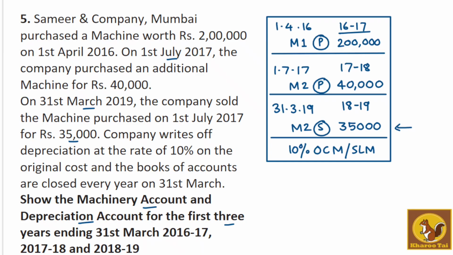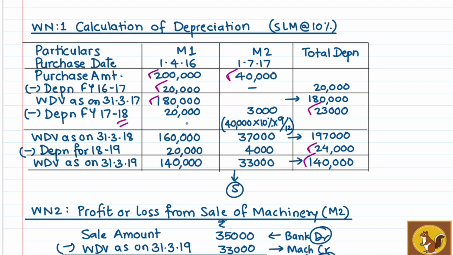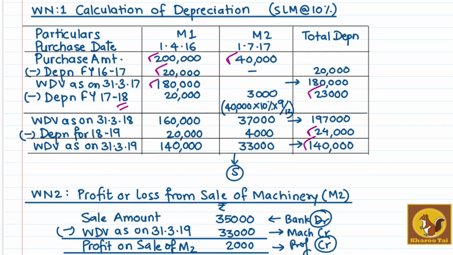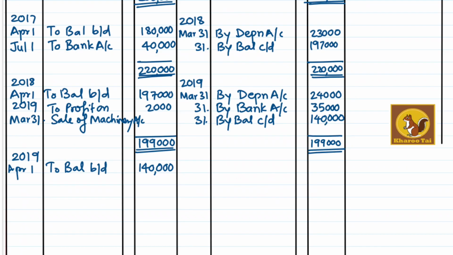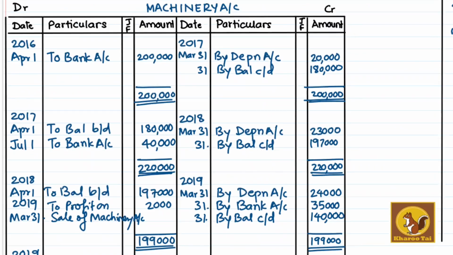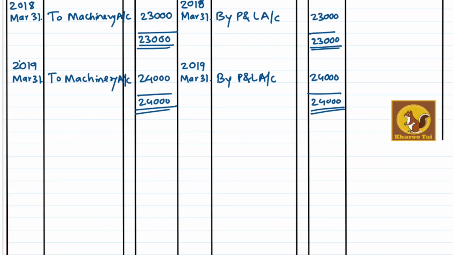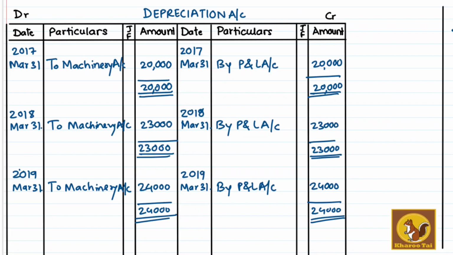So what did we do in the sum? We summarized the sum and did the working of depreciation calculation, and we sold one machinery. For that, we did the working 2 for profit or loss from sale of machinery. After this, we opened machinery account and depreciation account and did the ledger posting of 3 years. So this is your practical problem 5 from your textbook.